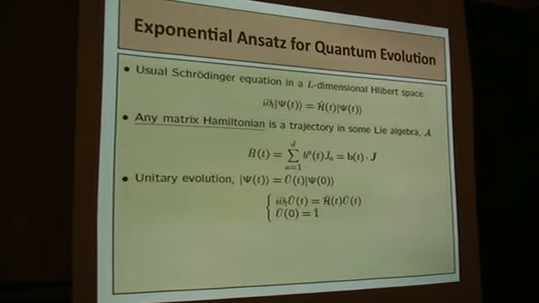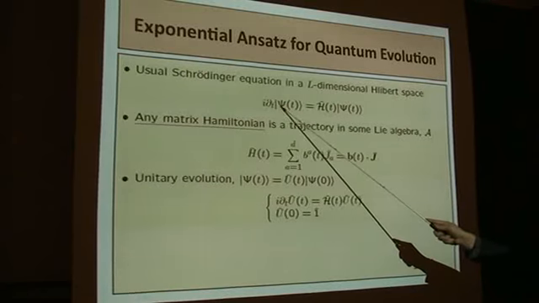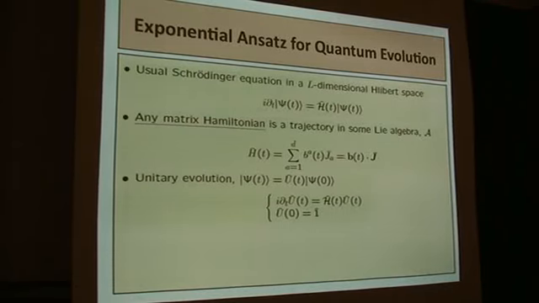Or it can be a driven harmonic oscillator, in which case it will be A dagger A, and A dagger and A and 1. So essentially any Hamiltonian can be viewed as a trajectory in a Lie algebra. And what we want from the Schrödinger equation is to find the solution, basically to find the wave function satisfying a certain initial condition.